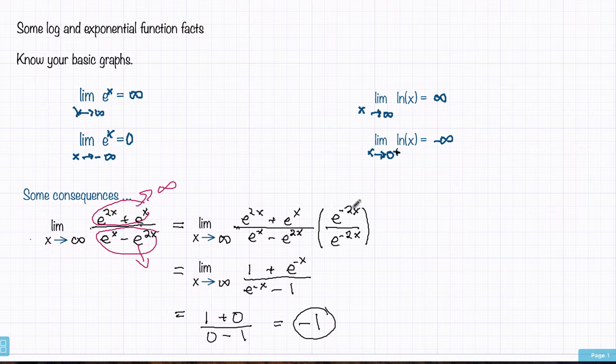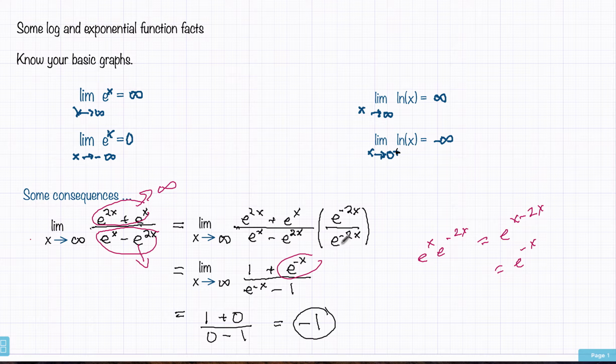So e to the minus 2x times e to the 2x is going to give us 1. The e to the x times e to the minus 2x, that's going to be e to the x minus 2x, which gives me minus x. That's what I'm having us note here.